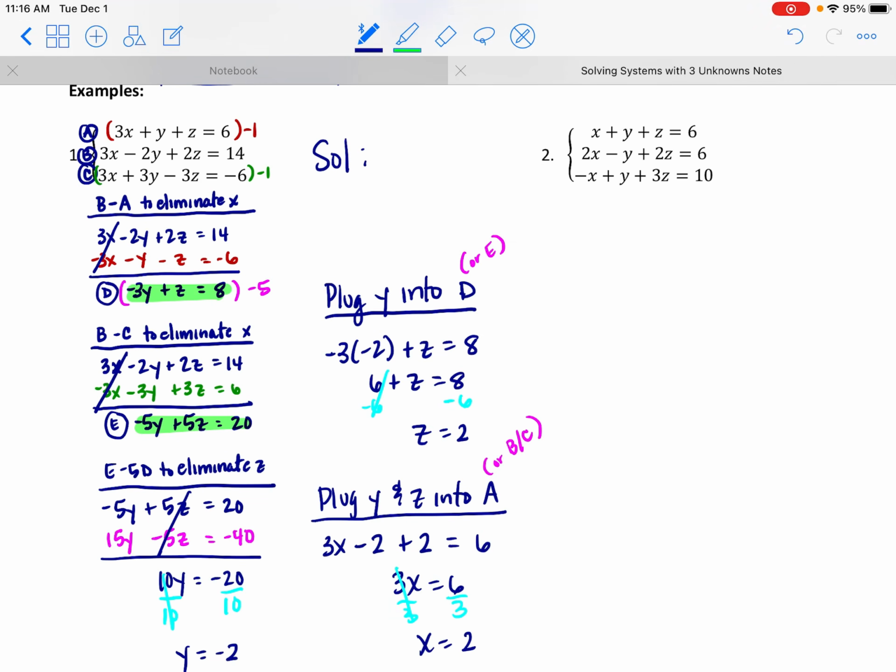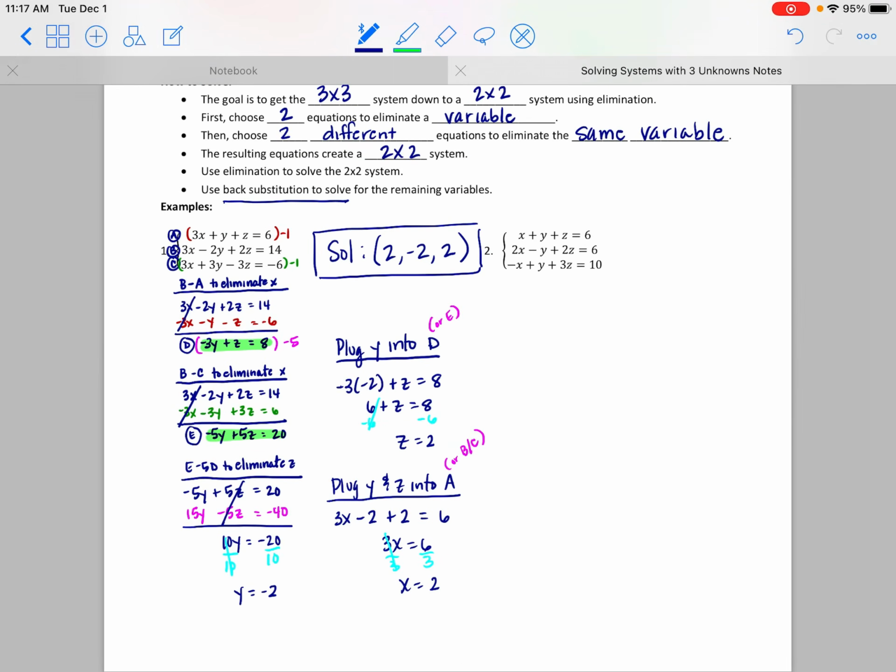So my solution is going to be the x, which was 2, the y, which was negative 2, and the z, which was 2. It's a lot of 2's, okay? But there it is. That is my solution to that system. And if I wanted to verify, I would plug that x, y, and z into all three equations to make sure I had true statements. Not terribly difficult work, but it is really important to make sure that you stay organized with that work.